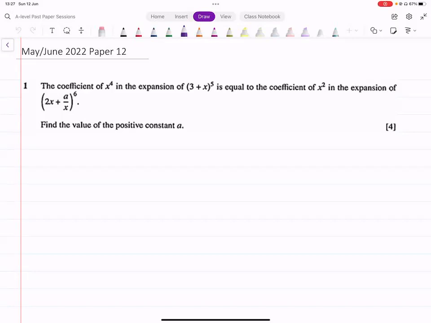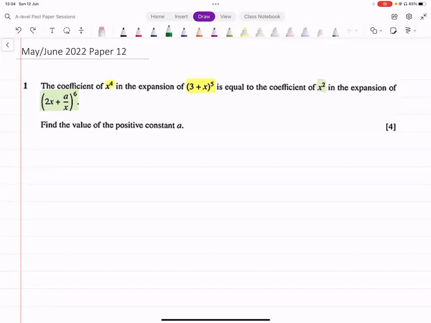Now let's begin with this. Okay, let's start from the first question then. It's on binomial. It says the coefficient of x raised to power 4 in the expansion of (3 plus x) whole raised to power 5 is equal to the coefficient of x squared in the expansion of (2x plus a over x) whole raised to power 6. So basically, you've got to find the coefficients of these terms in these expansions and then equate them, and you'll find the value of the positive constant a from that.